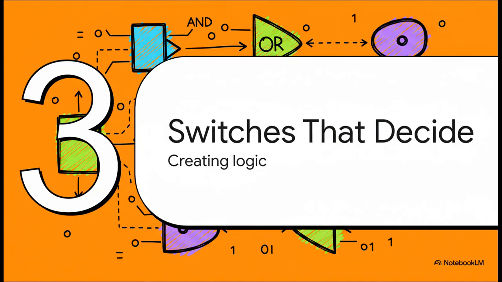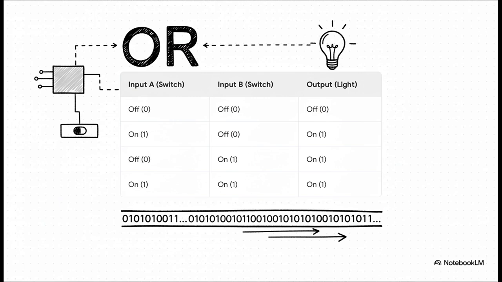Now, a single switch is useful, sure, but the real genius, the real magic, happens when we start combining them. By wiring transistors together in clever ways, we can create something way more powerful, circuits that can actually make simple decisions. We call these logic gates. Let's start with our first example, the OR gate. Imagine you have two switches, A and B, and they both control one light bulb. With an OR gate, if you flip switch A or switch B, the light turns on. If you flip them both on, hey, even better, the light is on. It's a pretty easygoing circuit.